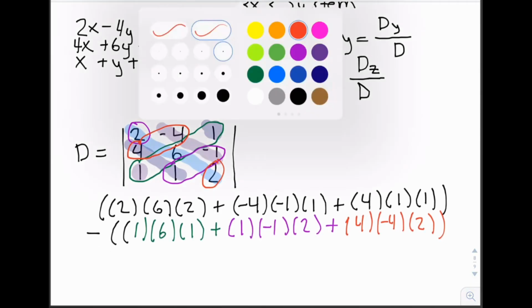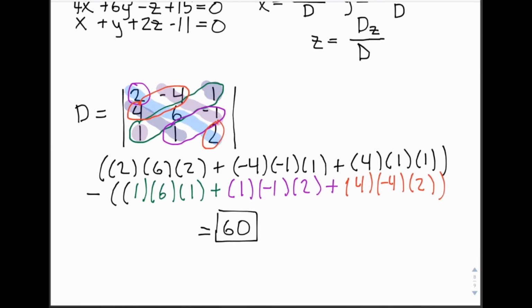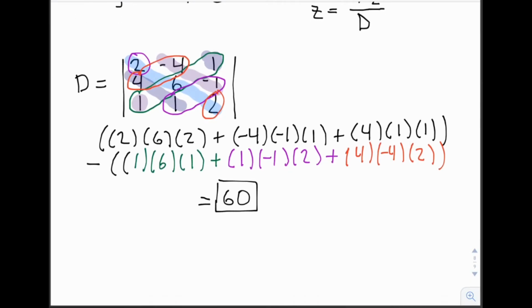So let's figure out the value of our determinant. The value of our determinant is actually going to be equal to a positive 60. So let's go ahead and box this so we can find it easily for later. So now that we have found the determinant, let's find our determinant of x here. So our determinant of x, let's figure out what values we need to put in here.